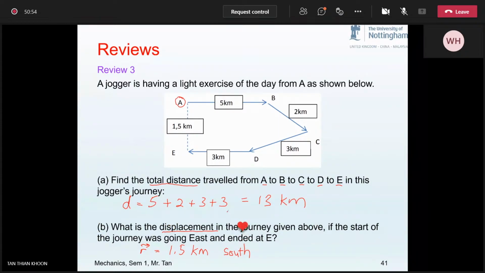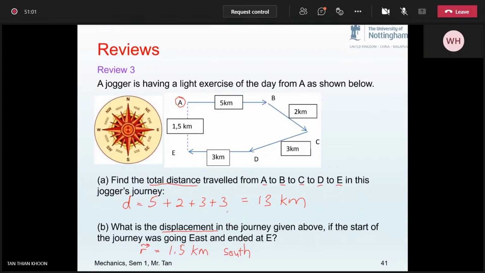Colleen, give the answer for A. Yes, these are the directions. I forgot to let you see this. Why do we say it is south? That's why we obtain south, because they told us it's going east. It's going east. All right. So next.